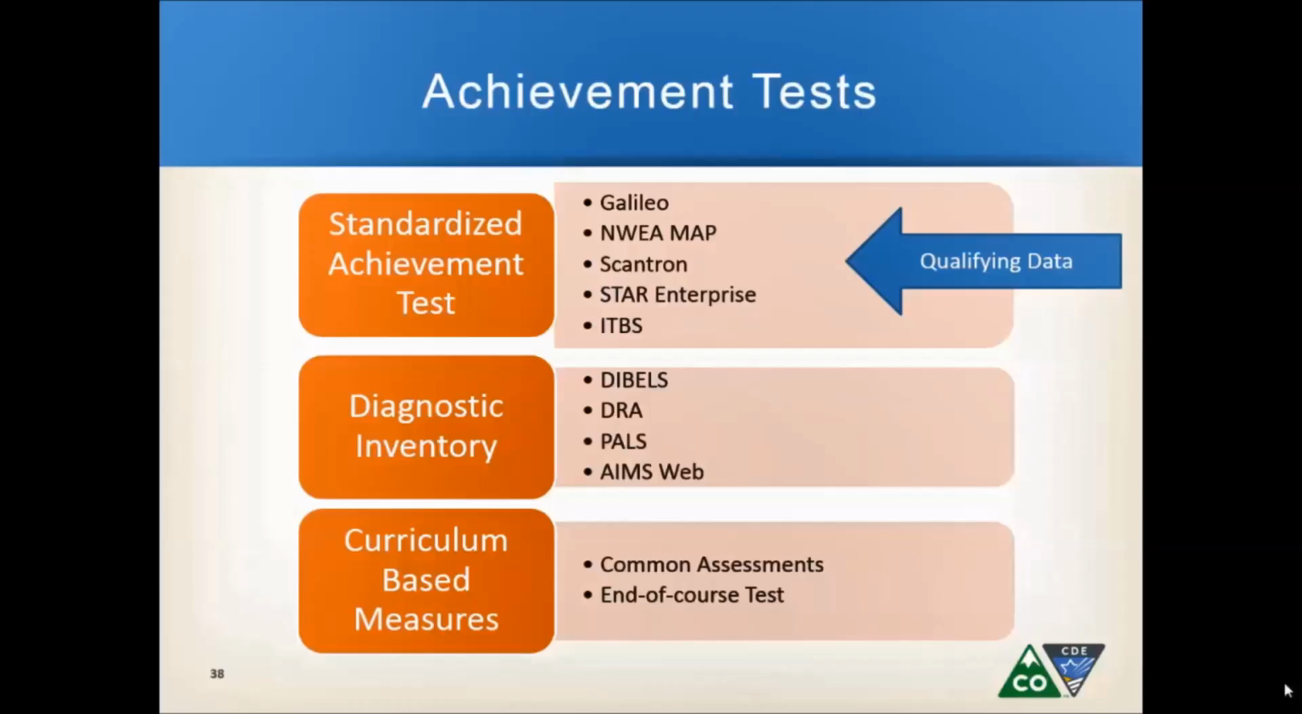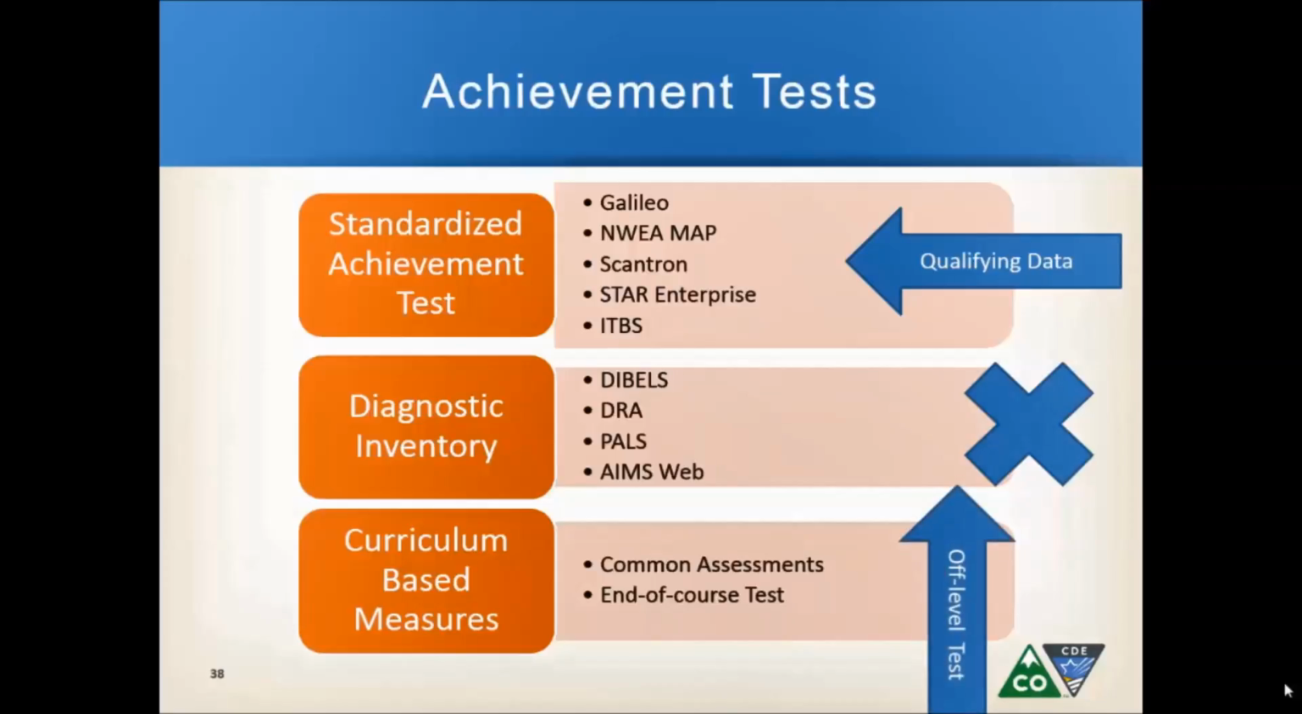An example of diagnostic inventories are those used as part of our READ Act. Now, diagnostic inventories are not used as qualifying data, as they are intended to measure grade level, foundational skills, and do not measure exceptionality. Now, we also have curriculum-based measures, which may include a common assessment a district creates or an end-of-the-course test, for example. Now, these may be used as qualifying evidence if they are off-level tests, as described previously.